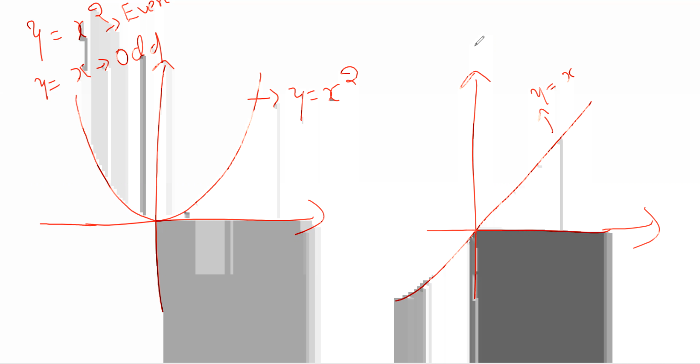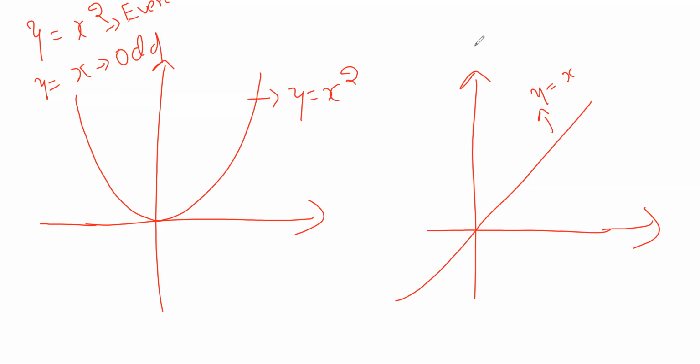How can we define? Sir, it will be coordinates. What coordinates? Coordinates means it will consist of both x and y.